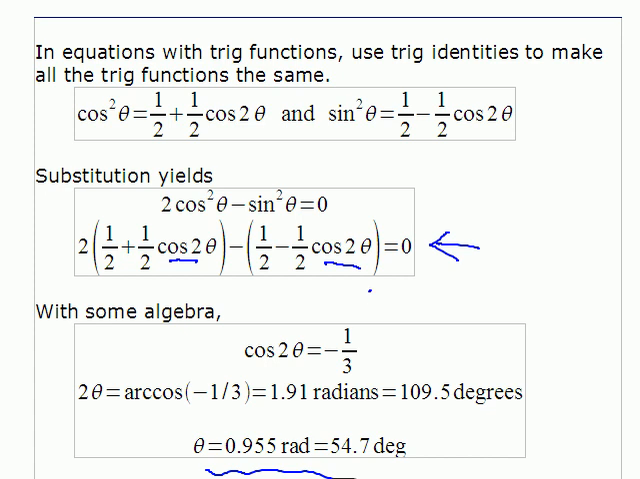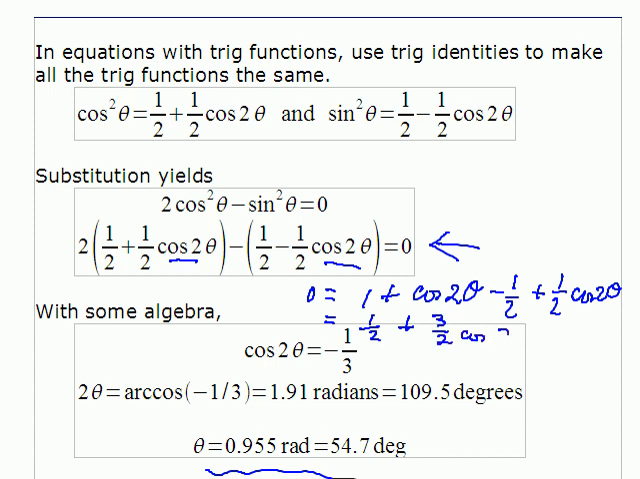If I multiply through by 2, I get 1 plus cosine of 2 theta. Carry the negative sign through and I get minus 1/2 plus 1/2 cosine 2 theta. That all equals 0. Okay, so I've got 1 minus a half, so I've got a half here plus 3/2 cosine of 2 theta. Put the half on the other side, then multiply by 2 over 3, and you get this equation: cosine 2 theta equals minus 1/3.